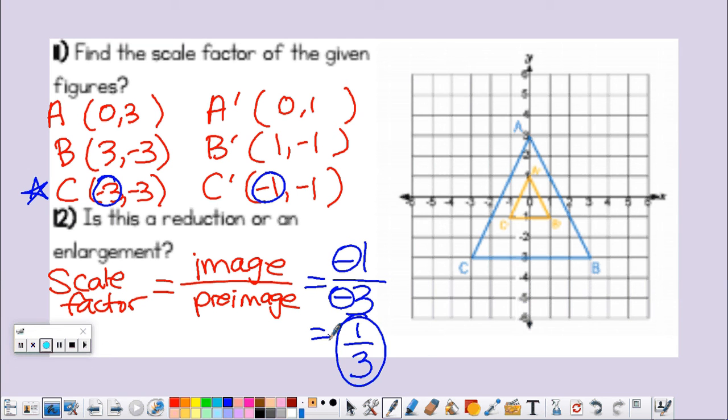So is this a reduction or an enlargement? Reduction, which makes sense. We took our shape and we reduced it, right? It's inside of it. Okay? So this is a reduction, because we have a scale factor that is less than 1, greater than 0. So that makes it a reduction.